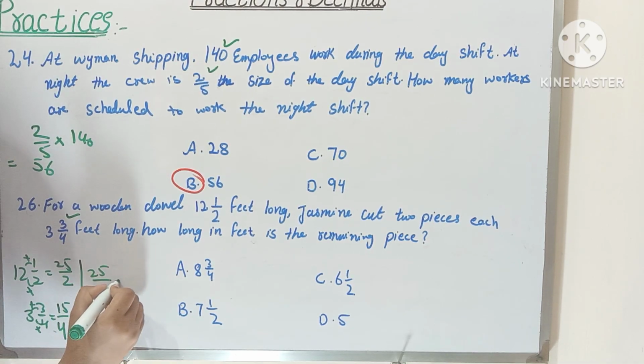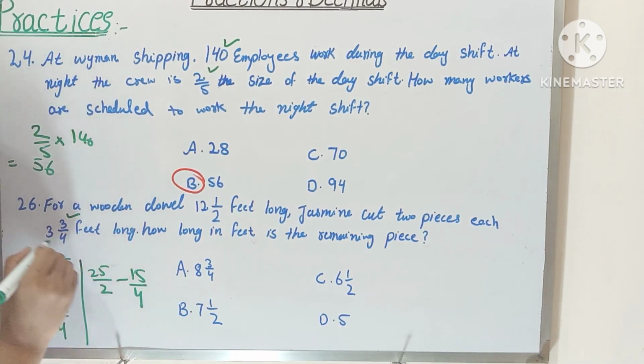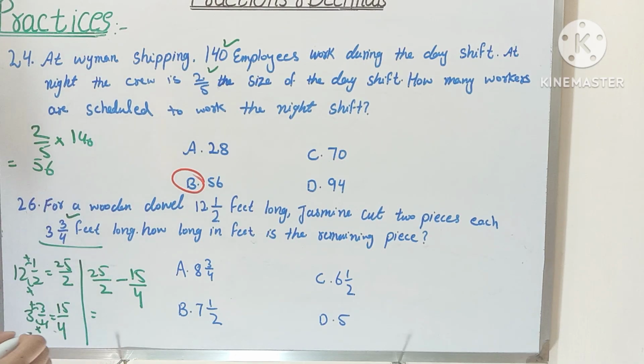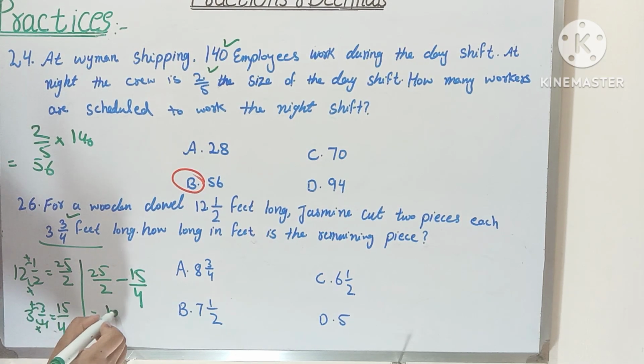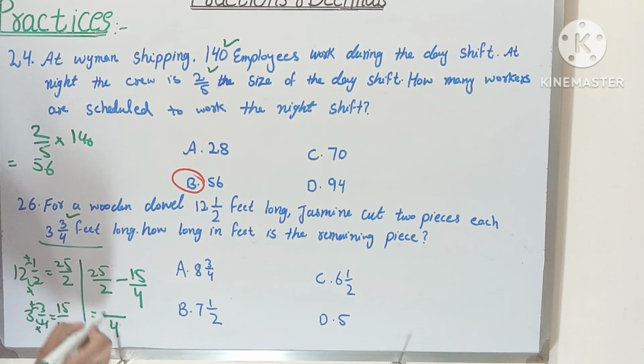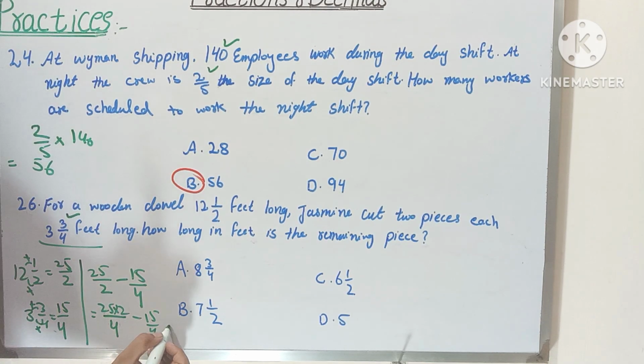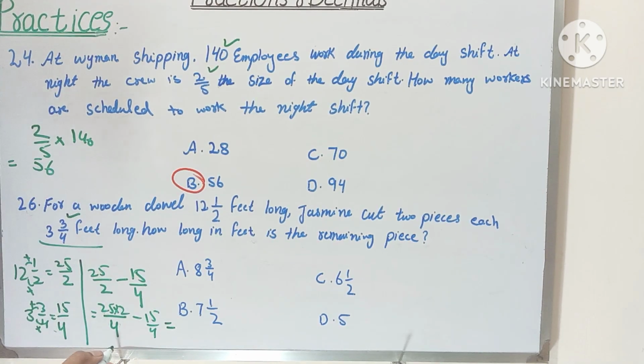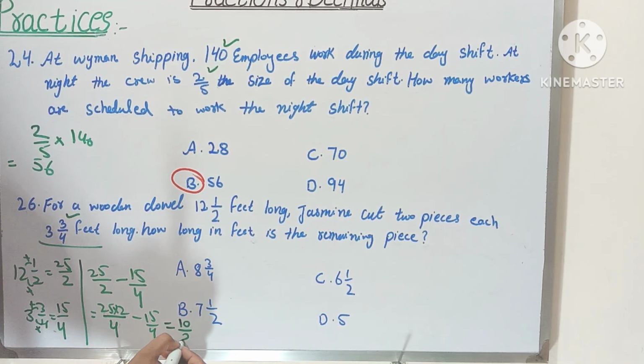25 over 2 minus the cut piece length. We will take the same denominators: 25 multiplied by 2, minus 15 over 4. My answer is 10 over 2. 2 fives are 10. It corresponds to option D.